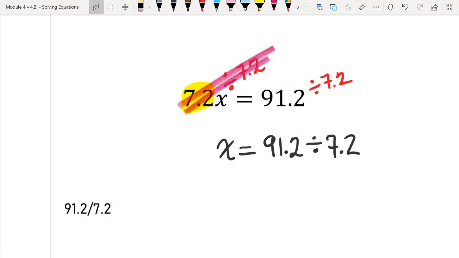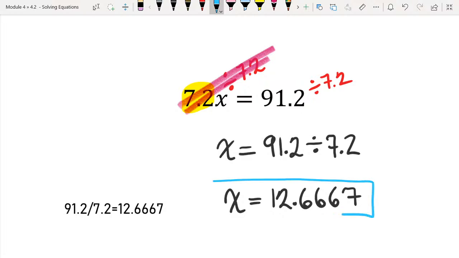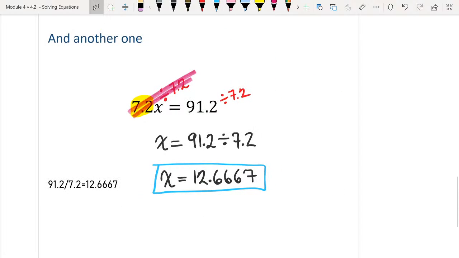91.2 divided by 7.2 is equal to 12.66666, going on forever. Actually, I'm just going to write it exactly how that spit it out for me. We could round this if we wanted to, but the calculator's already rounded it for me. There we go. So we're not afraid of decimal places.